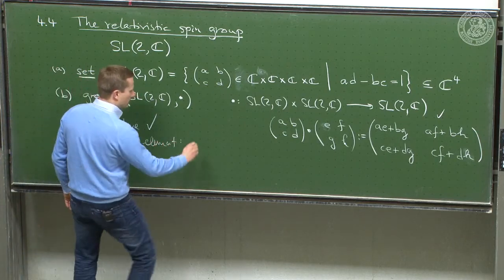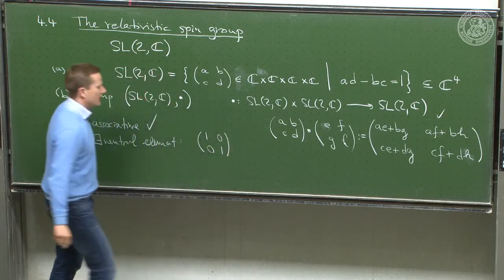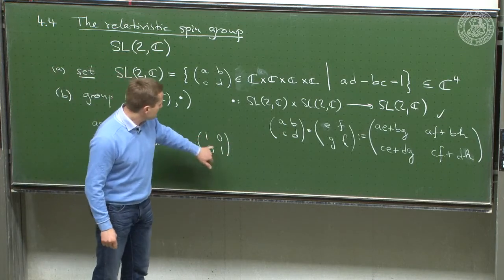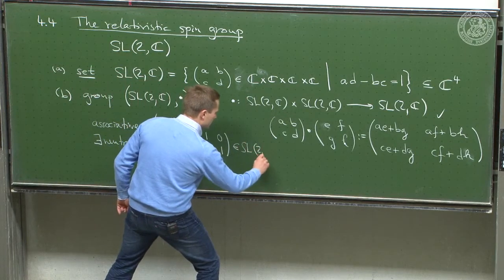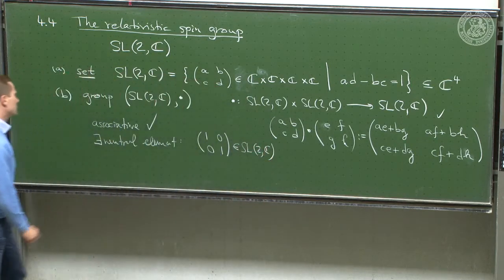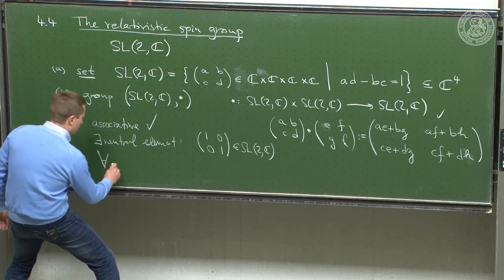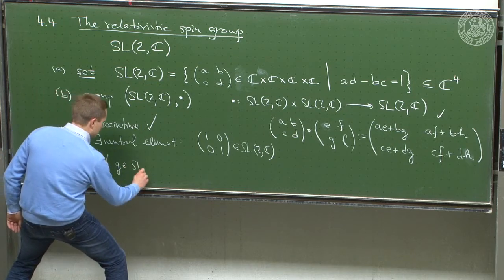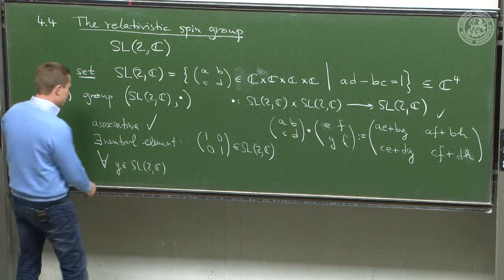And this neutral element is (1, 0, 0, 1), as you can also quickly check, and that has AD minus BC equal to 1. Aha, it lies in SL2C, very good. So there is a neutral element that looks like this, and you can also check that for every element g in SL2C, for every matrix (A, B, C, D), you find an inverse matrix.